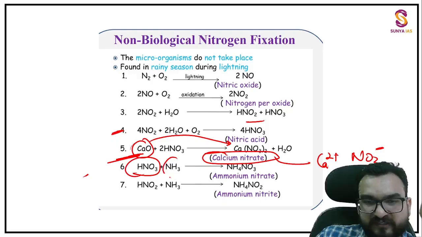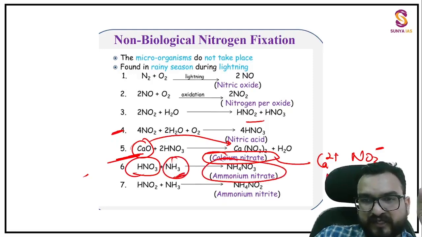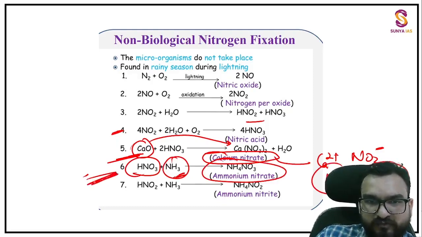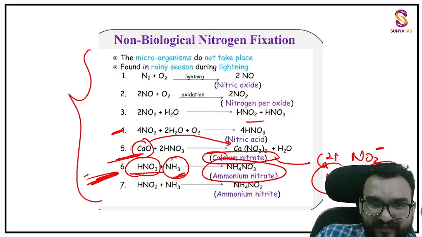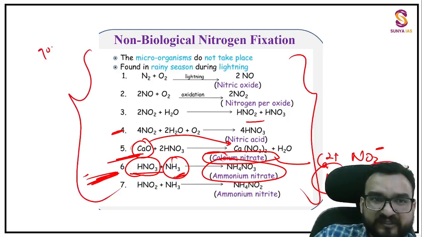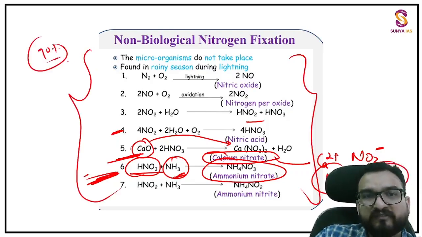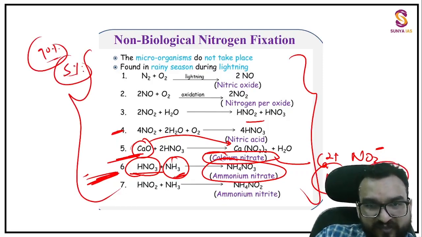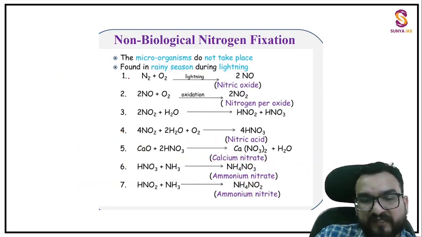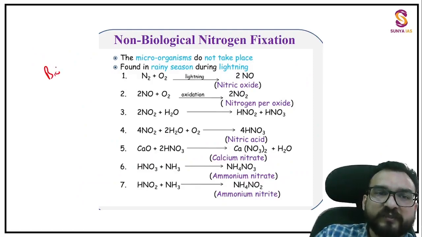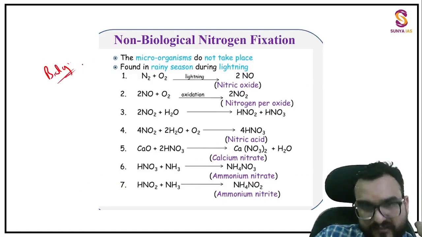This HNO3 will sometimes react with ammonia and become ammonium nitrate. So over here NH4 positive and NO3 negative. This is a very usable form, but this is happening. If this could happen 90%, then we wouldn't need biological fixation. But this is happening only 5%. That's why we need other methods of fixing the nitrogen. The major method of fixing nitrogen is the biological method, which is happening in nature as it is.